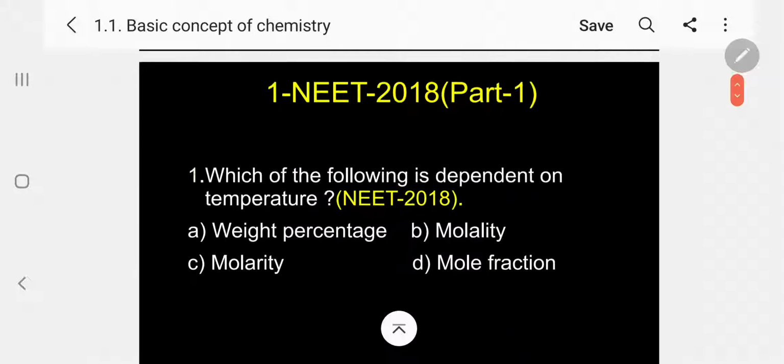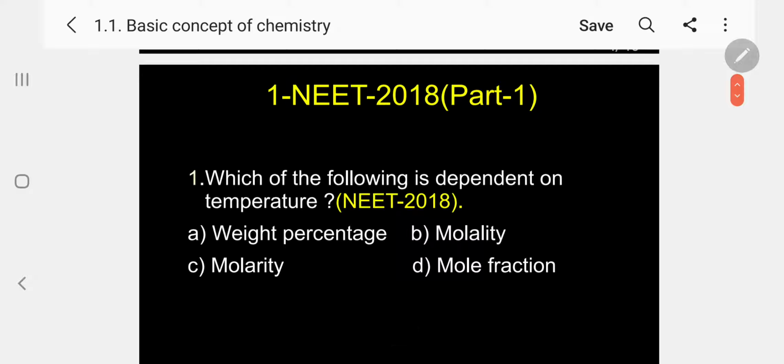So let me first read the first question asked in NEET 2018 under basic concept of chemistry. Question 1. Which of the following is dependent on temperature? A, weight percentage. B, molality. C, molarity. D, mole fraction. This question was asked in 2018. That means in 16 and 17, no question was asked from the basic concept of chemistry.